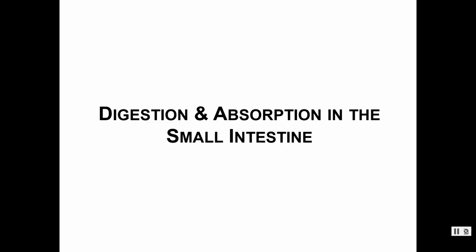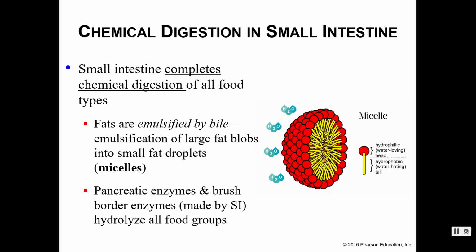In this recording, we'll discuss digestion and absorption that occurs in the small intestine. So your food is composed of lots of different parts. And we've talked previously, carbs, lipids, proteins, etc. Your small intestine is responsible for completing the chemical digestion of all of those foods that we put into our body. So we'll start with fats.